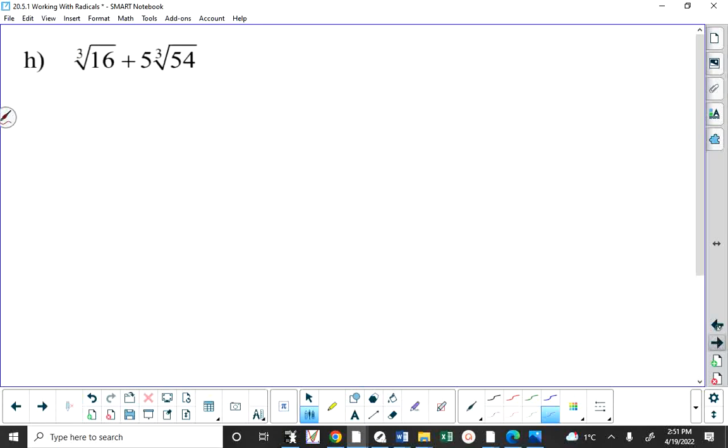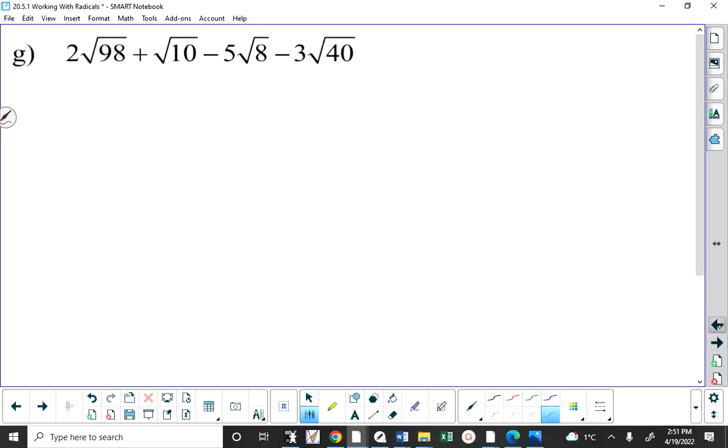And the last one, nope, second to last one, 2 root 98. So we have a whole bunch of simplifying to do. You have to simplify root 98. You have to simplify, if you can, root 10. You have to simplify root 8 and simplify root 40.